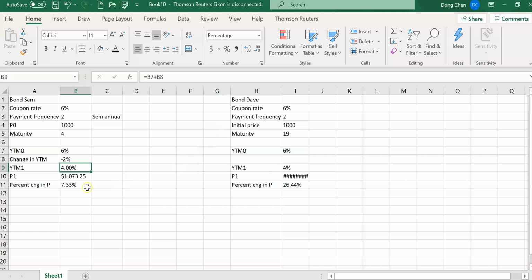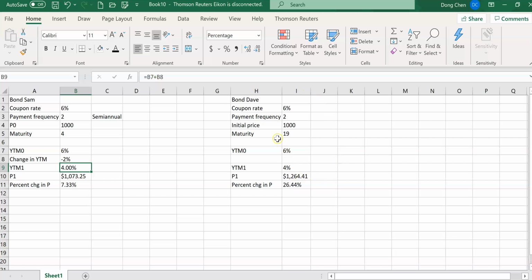So you can see the percentage change, and you can also see the reflection of the second relationship on bond valuation, because now the yield to maturity is lower than the coupon rate, so we should expect the price to be higher than the par value, and that's exactly the case. And also we should expect the longer maturity bond's price to appreciate more, and that's also the case, right?